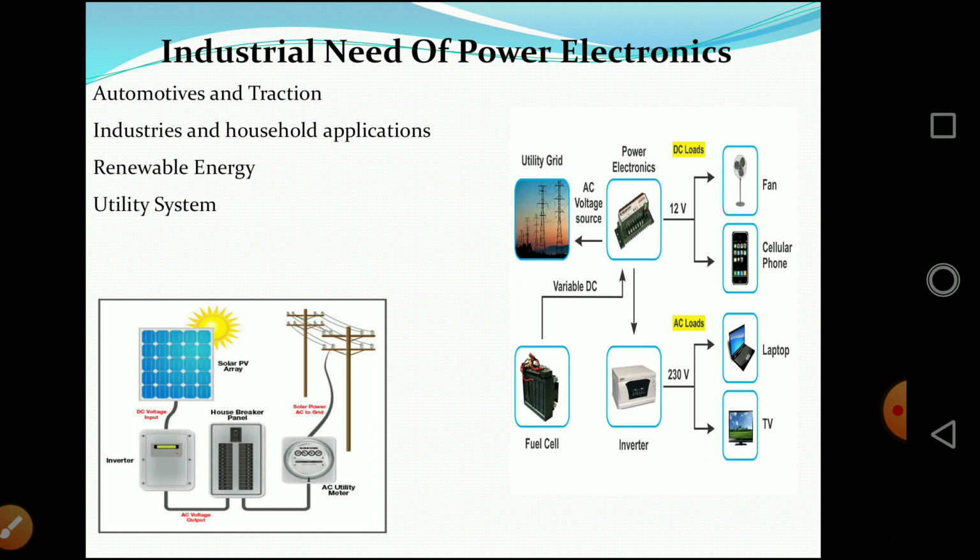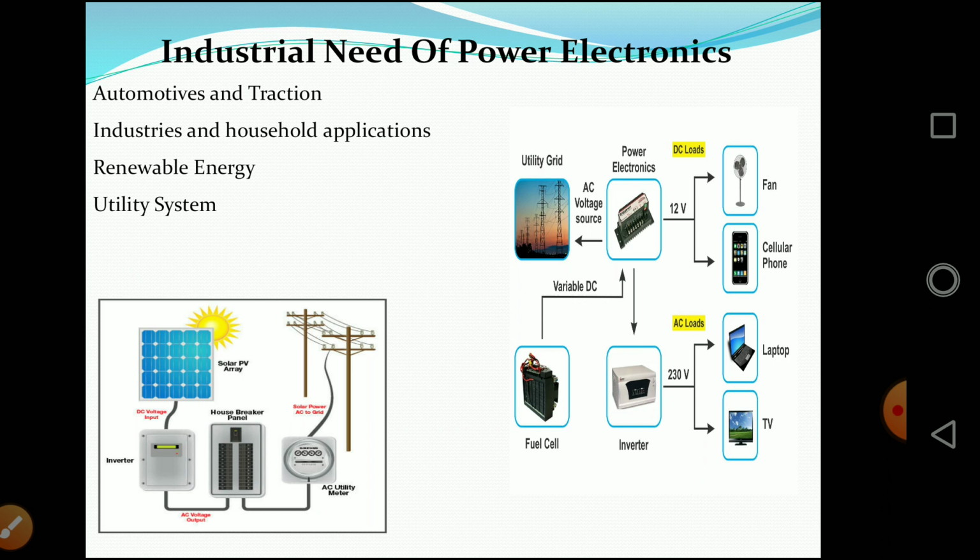So the next is the industrial need of power electronics. That is, some basic applications of power electronics. In which sectors is power electronics generally used? Power electronics is generally used in automotive and traction systems. Next, they are also used in industries and household applications, in renewable energy systems, and in utility systems.